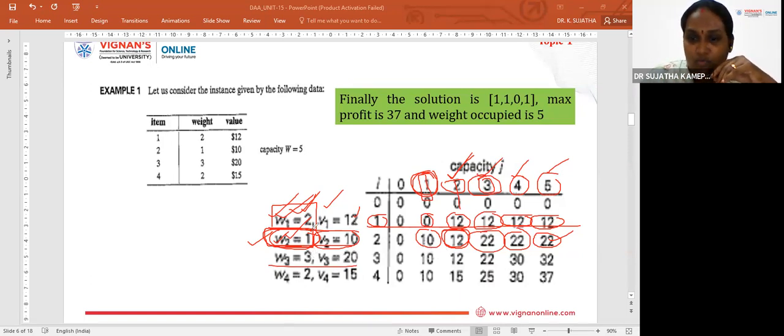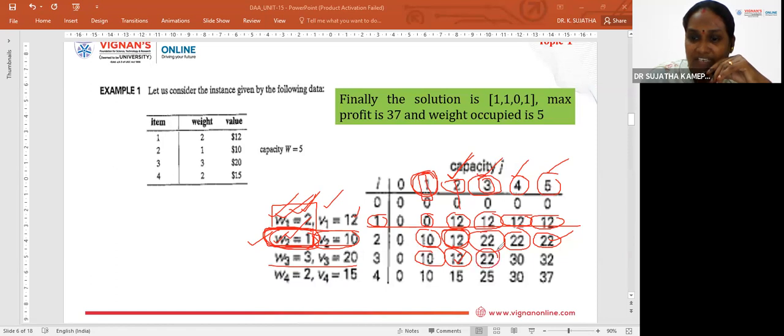So I can place only the second object in this. That's why the value that can be obtained becomes 10. So here I can place the first object as well as the second object. Since the first object's value is high, I place the first object.